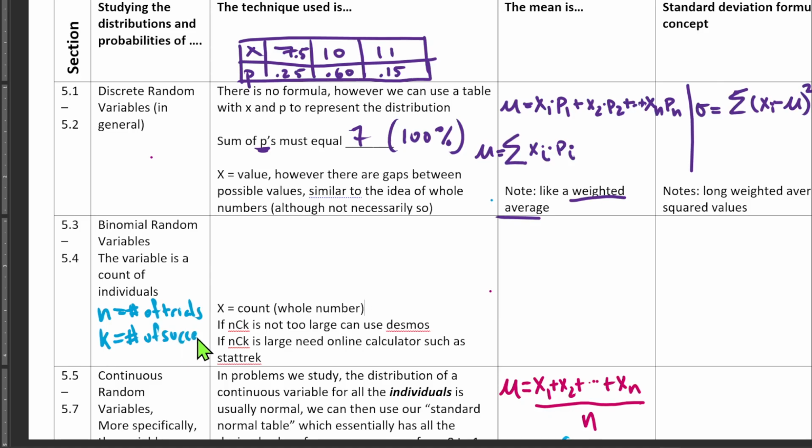And it doesn't have to be a success, but a certain number of things where basically each trial is either A or B, yes or no, true or false, category 1 or category 2. And we're looking for the number of times the first or the second one of those categories occurs. And n is always larger than k. I mean, I guess they could be equal, right? But k cannot be larger than n.